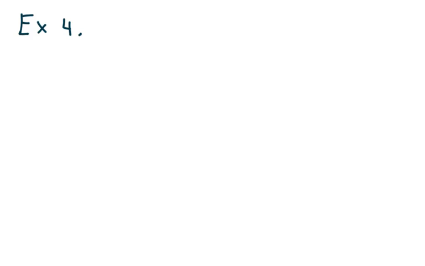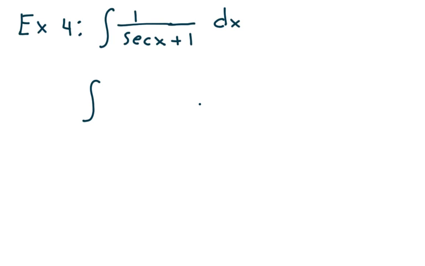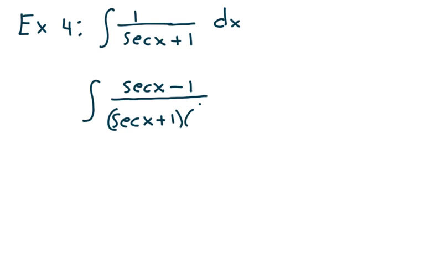I want to talk about this one. Suppose I give you the integral of 1 over secant x plus 1 dx. I don't know what to do with that, but we can rewrite that integrand. In the numerator, I'm going to have secant x minus 1. In the denominator, I'm going to have secant x plus 1 times secant x minus 1.